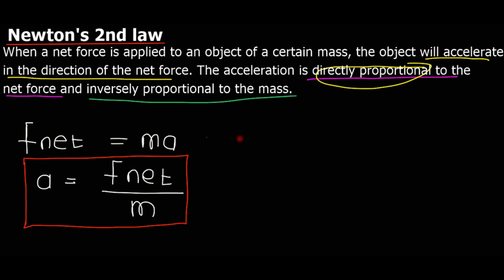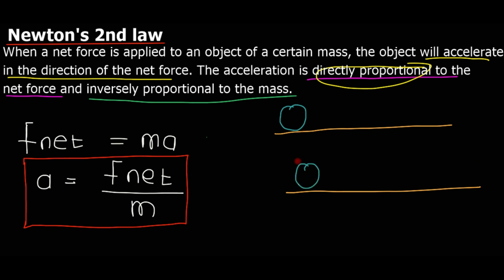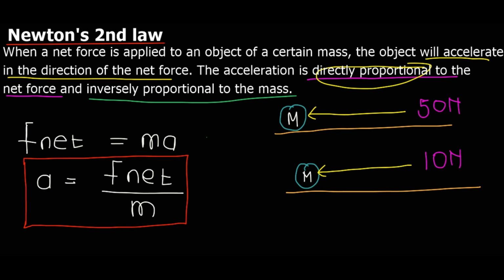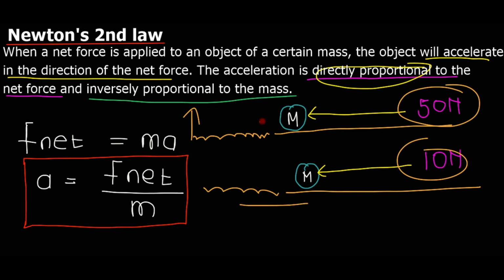So let's see these two situations. Let's say a tennis ball is on a frictionless surface. The objects have the same mass, and we apply a force of 50 newtons on this one, and a force of 10 newtons on this one. Let's compare them in terms of acceleration. Because we apply a greater force, this object gets a higher speed, and because the force on this one is smaller, its speed is not the same as the other.